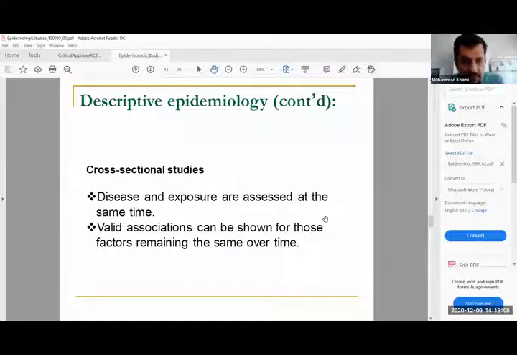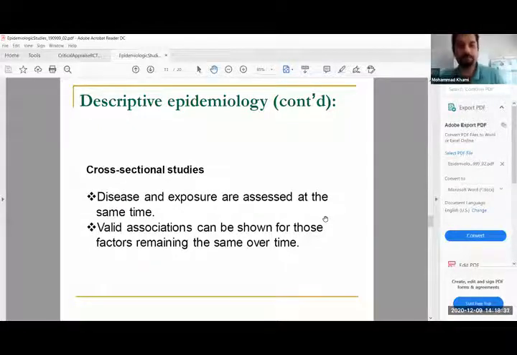Regarding the cross-sectional studies, there are 2 important points. Disease and exposure, as you know, are assessed at the same time. And a valid association can be shown for those factors remaining the same over time, for example, gender, or for example, age, which has a predictable trend.